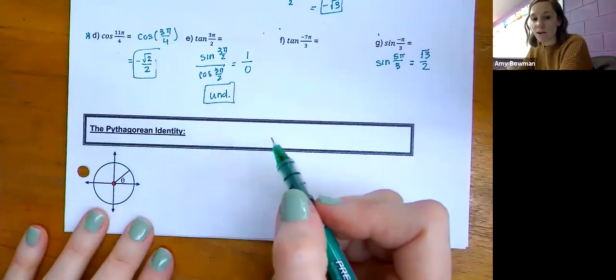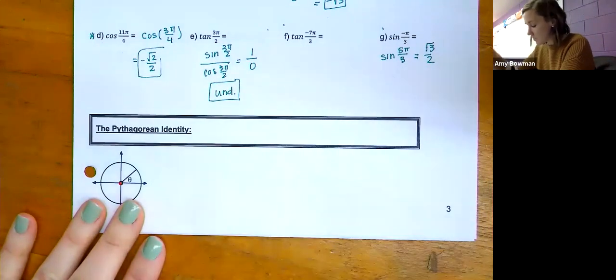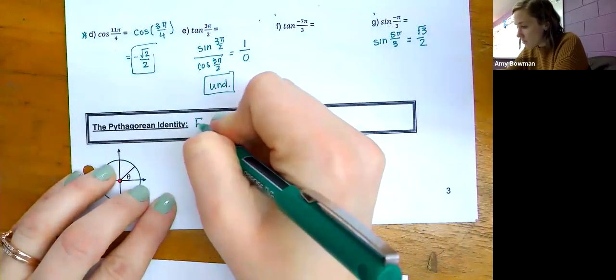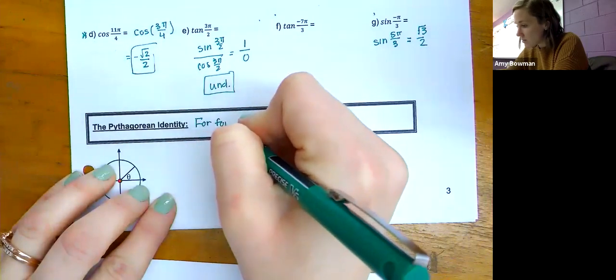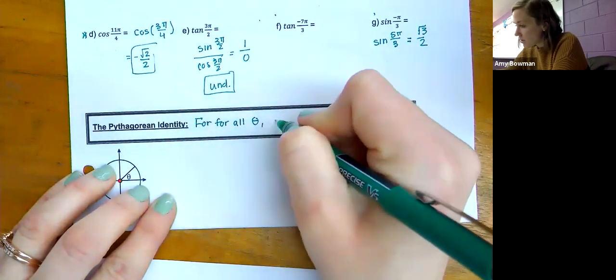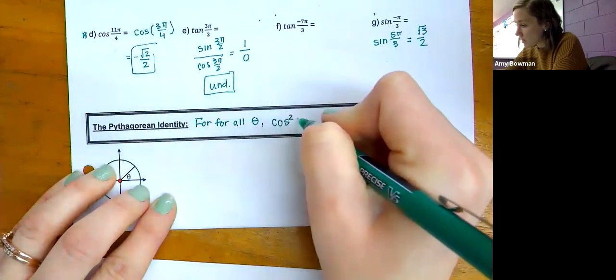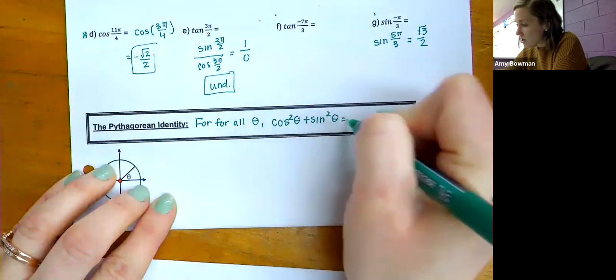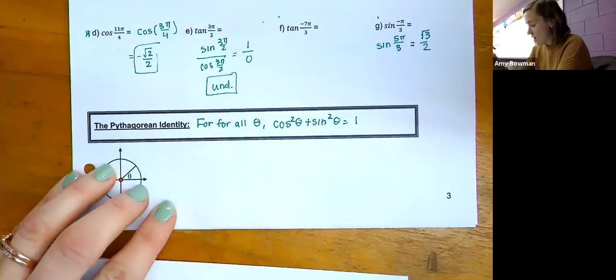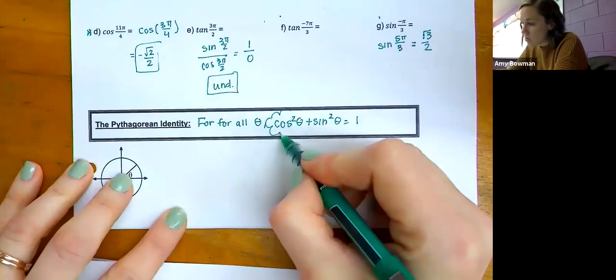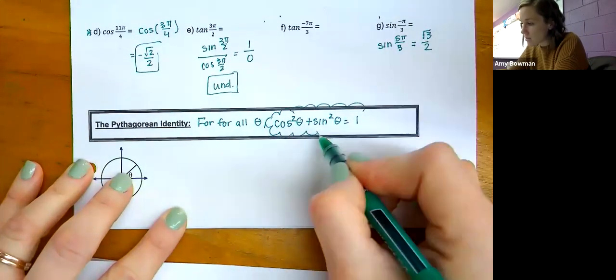I'm going to write it down and then prove it to you or explain it to you. So the Pythagorean identity states that for all values of theta, the cosine squared of theta plus the sine squared of theta always equals 1. So, I'm going to build this and explain why that happens to be the case here in just a second.